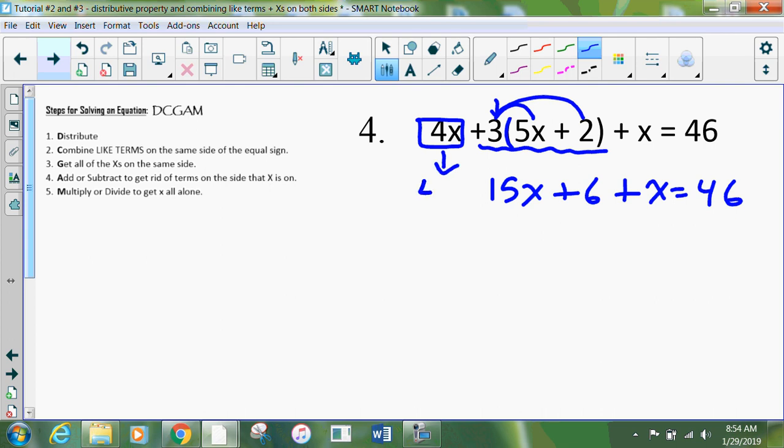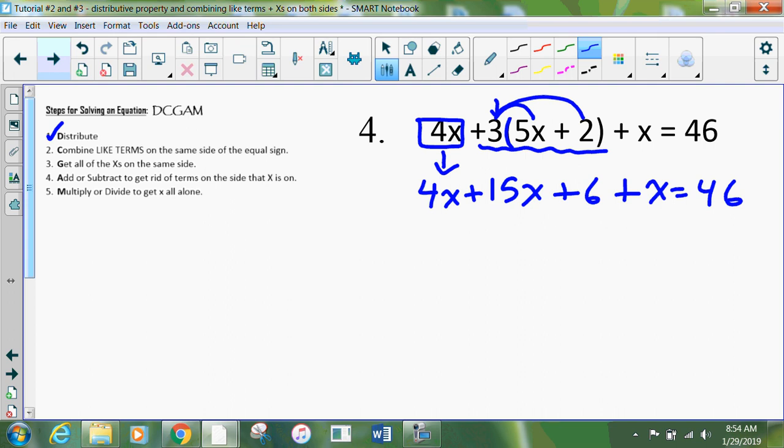Once again, if I bring down something and now there's not a sign in between the 4x and the 15x, I have to ask myself, is that 15x positive or negative? And you know it's positive. If it were negative, we would have written a negative to begin with. All right, so we're done with distributive property.